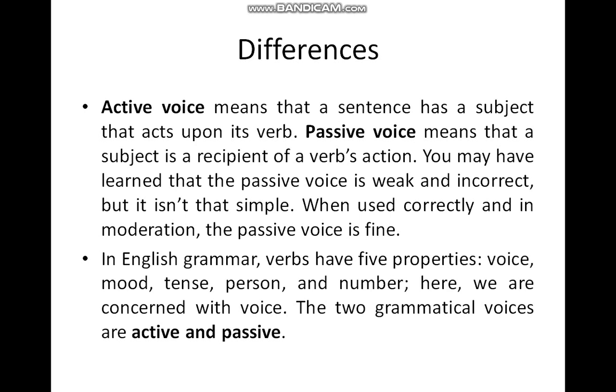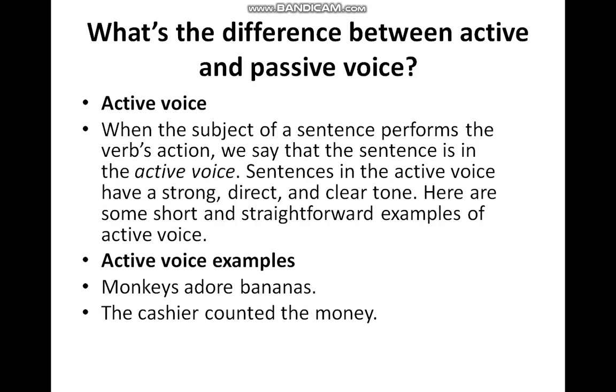In English grammar, verbs have 5 properties: voice, mood, tense, person, and number. Here we are concerned with voice. The two grammatical voices are active and passive. Active voice, the difference between active voice and passive voice, now it is starting properly. In active voice, when the subject of a sentence performs the verb's action, we say that the sentence is in active voice. Sentences in the active voice have a strong, direct, and clear tone. Here are some short and straightforward examples of active voice. Monkeys adore bananas. The cashier counted the money.